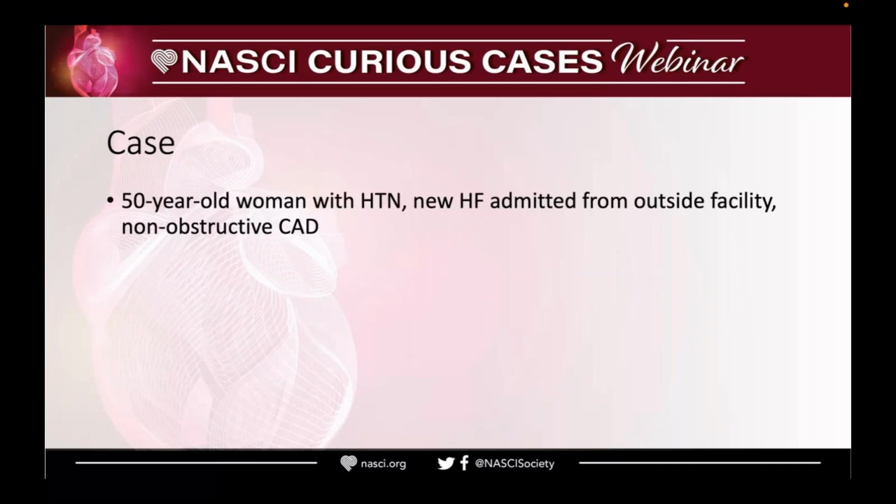Okay. This is another learning case for me. I recently came across this patient, a 50-year-old female with hypertension and new heart failure, admitted from an outside facility. They did a cath to evaluate the coronary arteries and didn't find any obstructive coronary artery disease, so they called it probable non-ischemic cardiomyopathy.